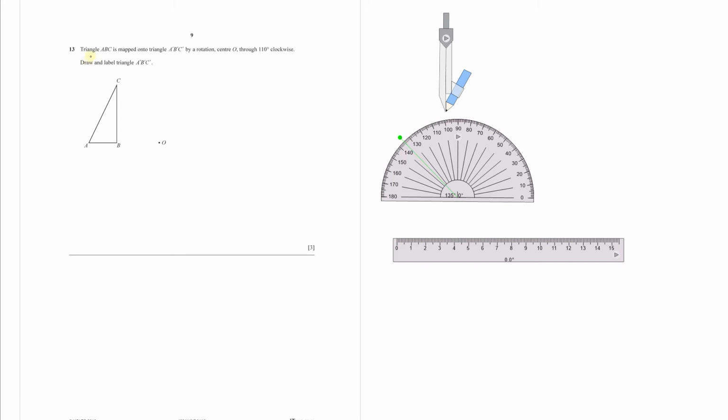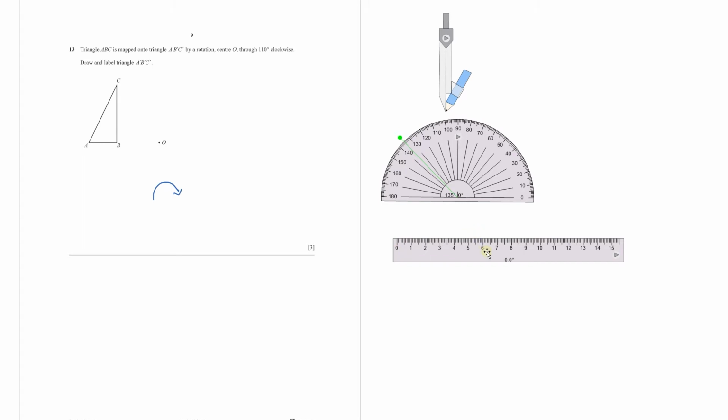Question 13. Triangle ABC is mapped onto triangle A prime, B prime, and C prime by a rotation with center O through 110 degrees clockwise. Draw and label triangle A prime, B prime, and C prime. So a clockwise rotation of 110 degrees means clockwise would be in this direction, and you have to go 110 degrees.